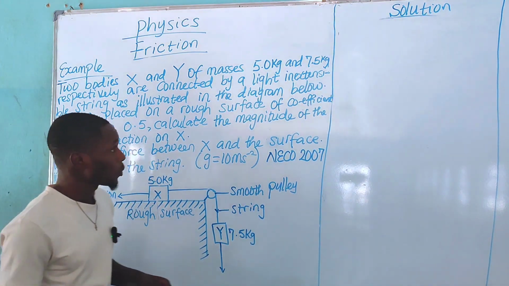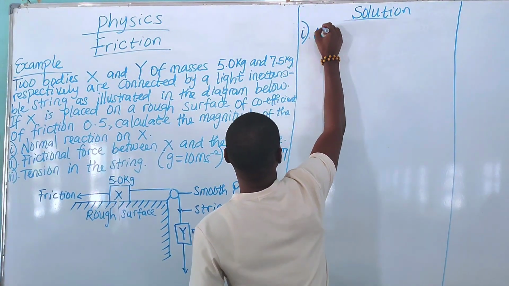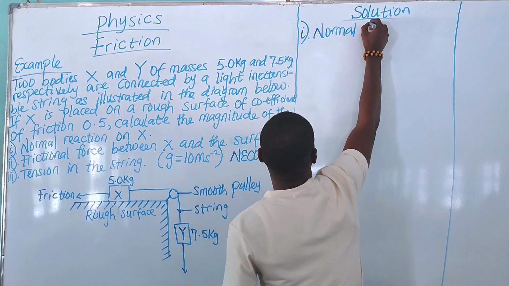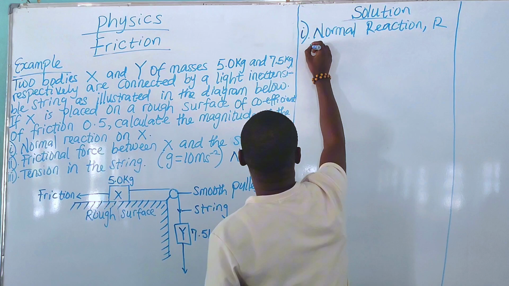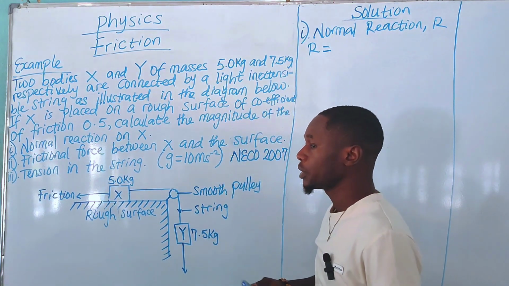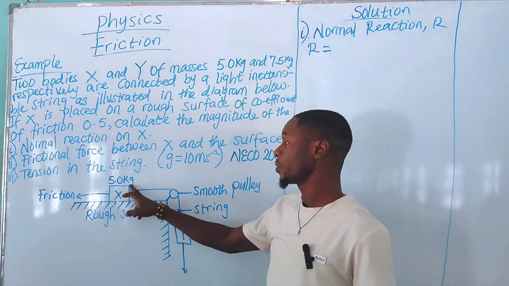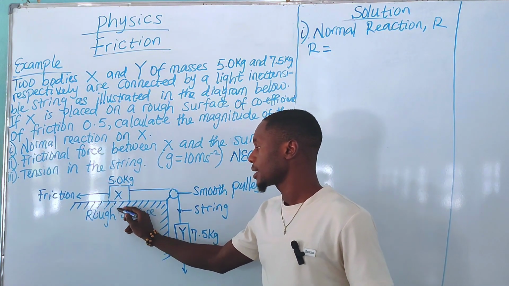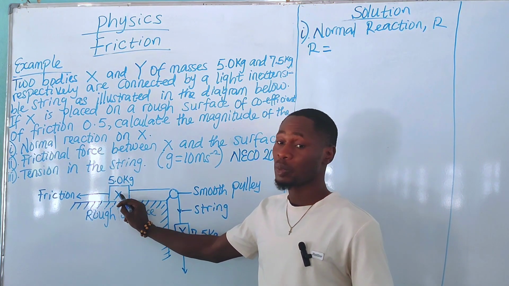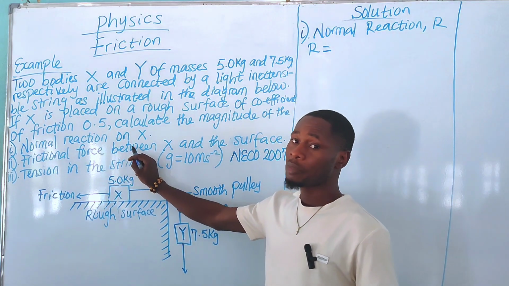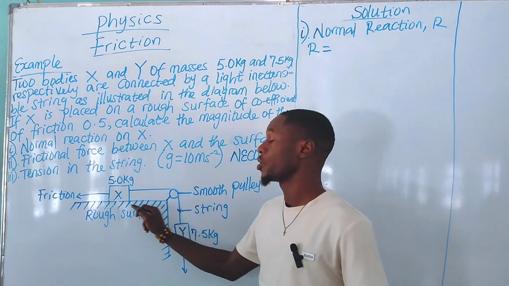So let's start with the question. The first part says we should find the normal reaction, so we write normal reaction R. Of course we know that body X is resting on a horizontal surface. So the weight of body X will be acting downward, whereas the normal reaction of the surface back on body X will be acting upward. And remember that the normal reaction will be equal to the weight of the body, since it is on a horizontal surface.